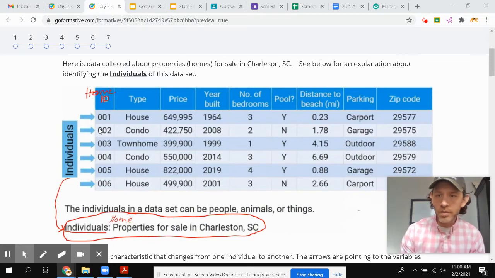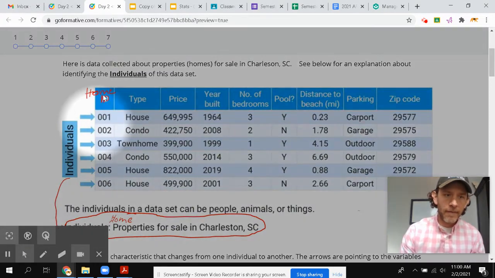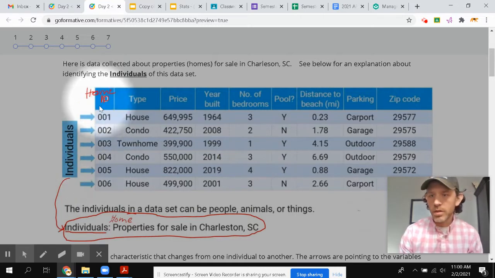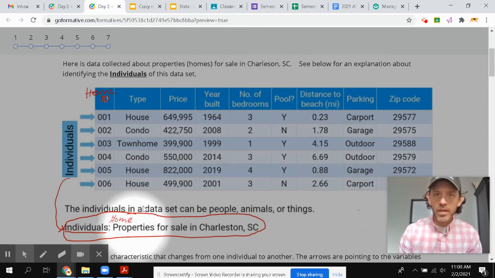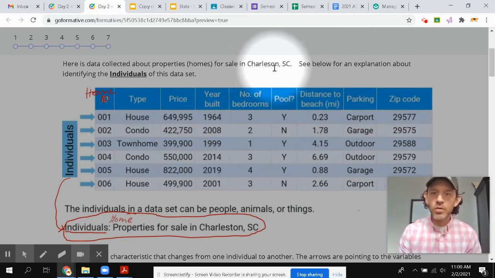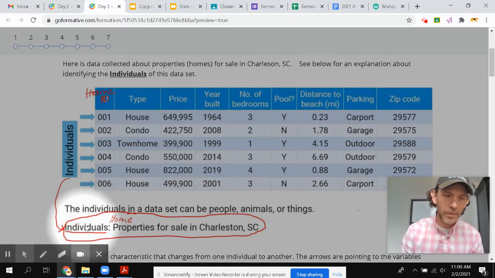So that first column that we see here is all about the labels of those homes, right? This is home 1, 2, 3, 4, 5, and 6. And if I'm asking you what the individuals of this study are, it's the home properties. And if we read the intro to this, we would know that there are actually homes for sale that are in Charlotte, South Carolina. So those specifics are important when we describe who we're collecting or what we're collecting data about, right? In this case, it's home properties.